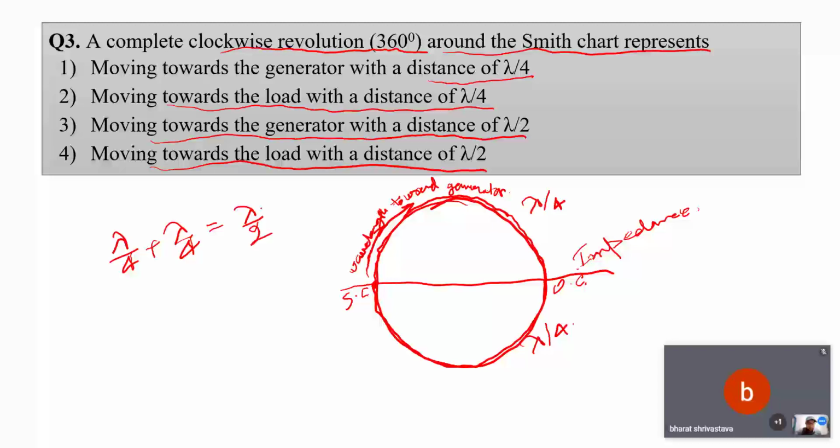So option 3 will be correct, moving towards the generator. If you revolve clockwise, you are moving towards the generator and the total distance covered here will be lambda by 2. Okay, so option C is correct.